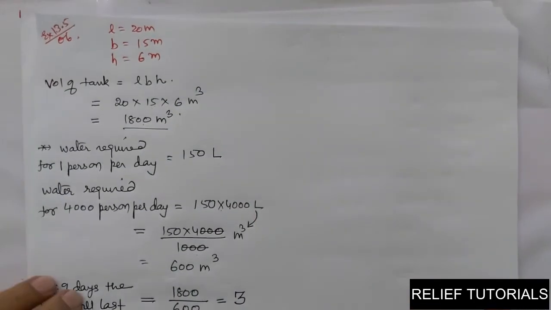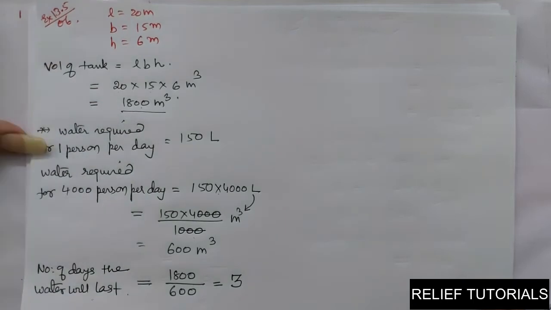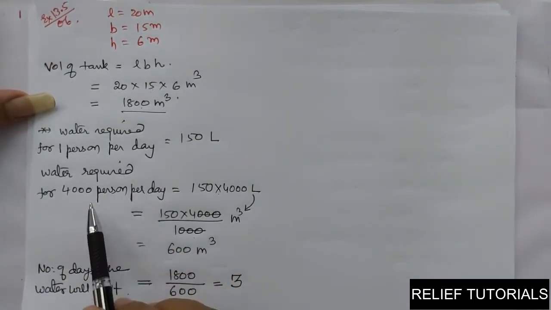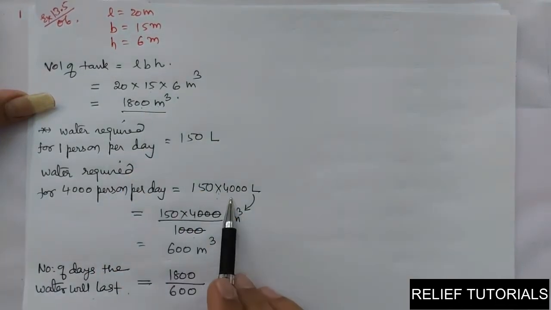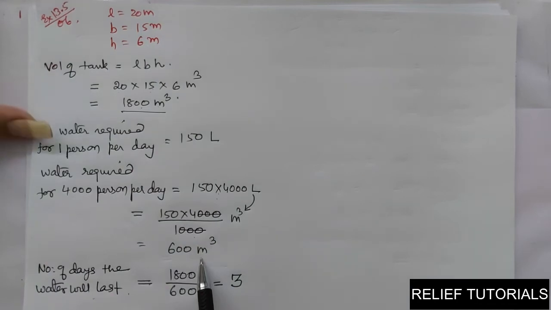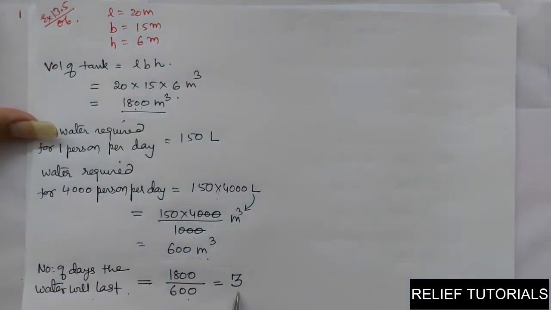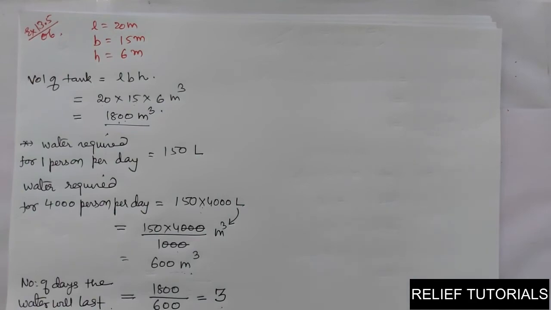Very simple. First we have found out the volume of a tank. We have length, breadth and height, so we find out the volume of a tank. Then water consumed by 1 person per day is 150 liters. So water consumed by 4,000 persons per day is this one. So this is in meter cube, this is in liter. We have converted into meter cube. So this amount of water is consumed by whole village for 1 day. Total capacity is 1800. So 1800 divided by 600. So 3 days the water will last. Clear? So water will last for 3 days. So this is 13.5 question 6.